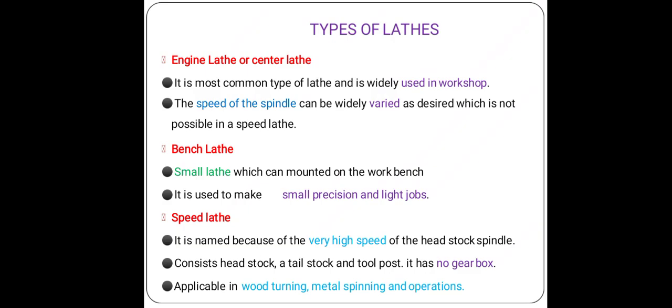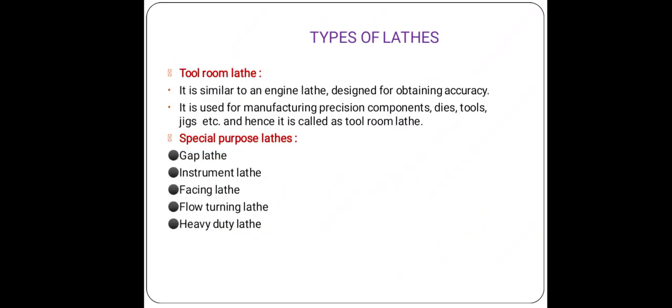Speed lathe: it is named because of the very high speed of the headstock spindle. It consists of a headstock, a tailstock and tool post. It has no gearbox and is applicable in wood turning, metal spinning and similar operations. Tool room lathe: it is similar to an engine lathe but designed for obtaining accuracy. It is used for manufacturing precision components, dies, tools, jigs. Special purpose lathe: gap lathe, industrial lathe, facing lathe, floor turning lathe, heavy duty lathe.